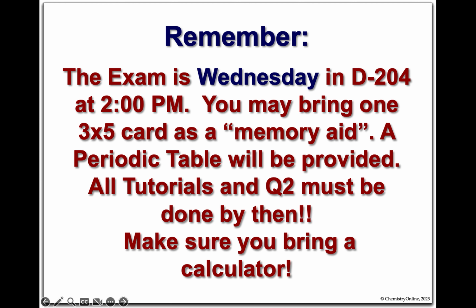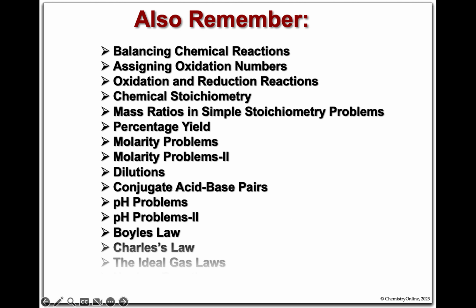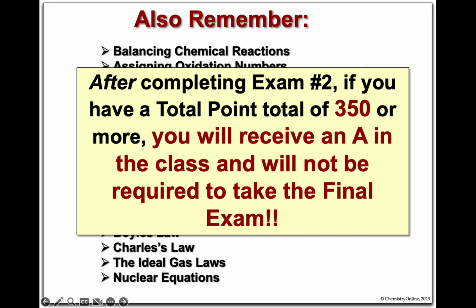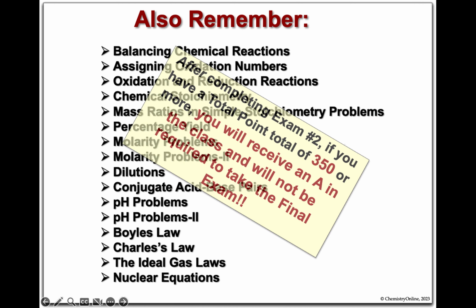Hang on, don't leave yet. I have something else to say. Make sure you bring the calculator, but I have something else. Here's our tutorials. 1 second. Make sure you do these. Remember, you're shooting for 350 total. Automatically get an A, no final. All right. Hang on a second.